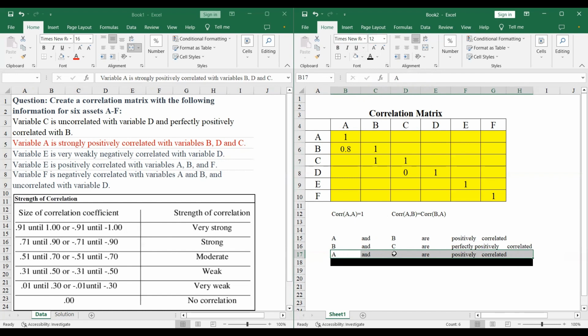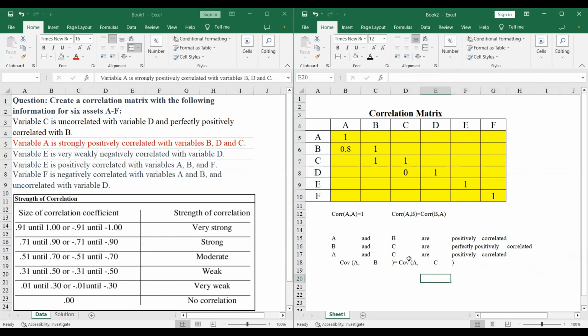Once we have that A and C are positively correlated and B and C are perfect, we can say that the correlation of A and C should be the same as the correlation of A and B. So whatever correlation I have set for A and B would be the same correlation for A and C, because there is a perfect relationship between B and C. So if A and B have a correlation of 0.8, then A and C would also have a correlation of 0.8.